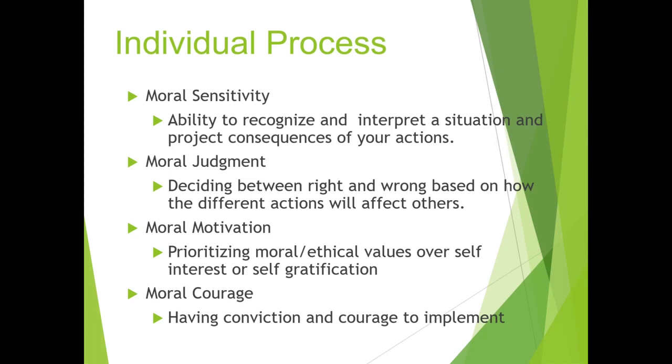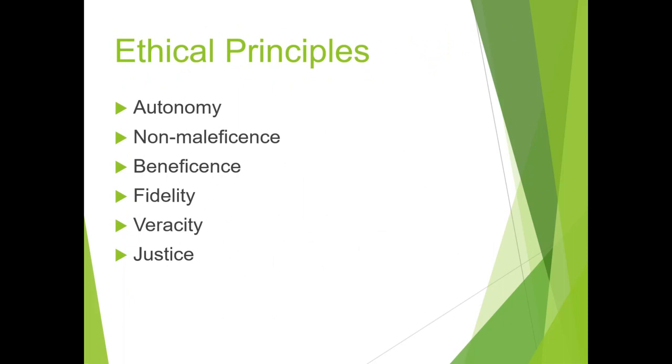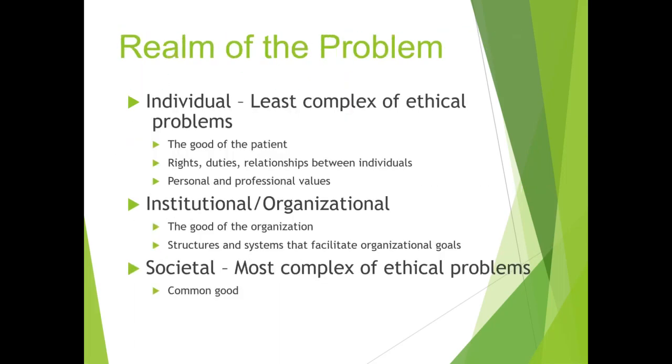So a moral sensitivity is the ability to recognize and interpret a situation and project the consequences of your actions. You're asking yourself, how do I feel about this? Does it worry me? If the situation continues, will the outcome harm someone? Okay. Moral judgment is deciding between right and wrong based on how the different actions will affect others. You're generating options. You're using ethical principles of autonomy, non-maleficence, beneficence, fidelity, veracity, and justice to guide the choices of action.